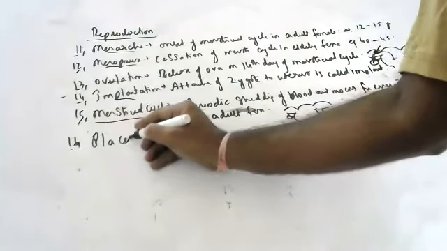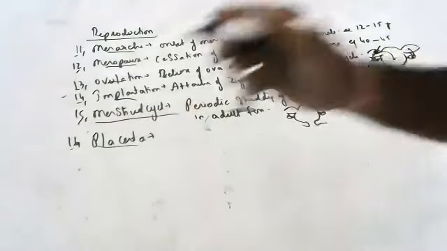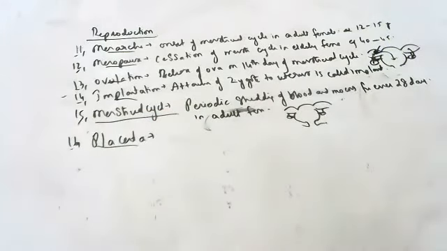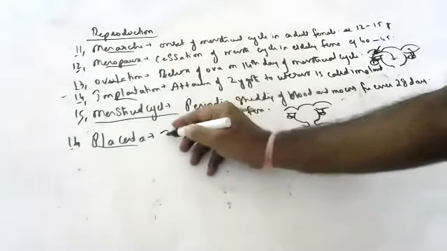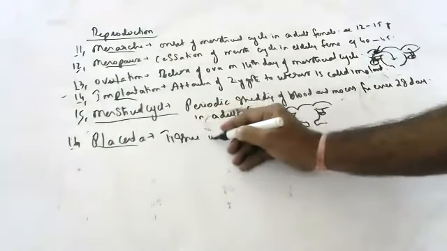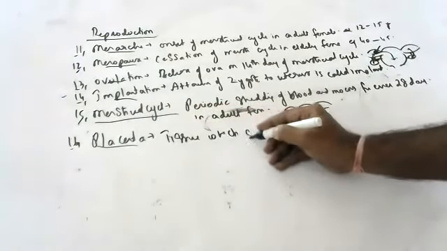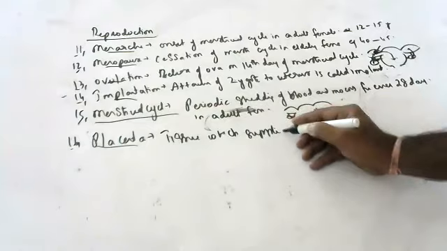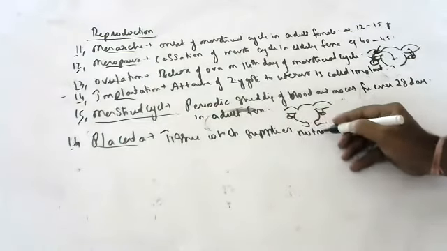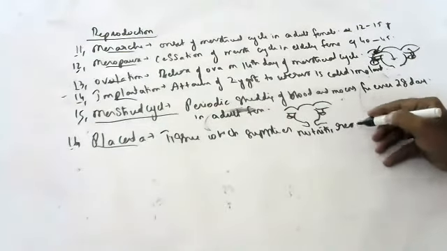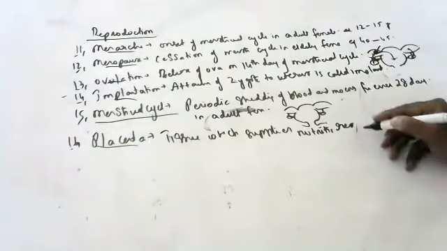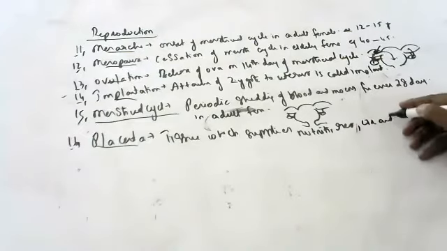What is placenta, children? The embryo gets nutrition from the mother's blood with the help of a special tissue called placenta. Placenta is a tissue which supplies nutrition, respiration, circulation, and excretion.